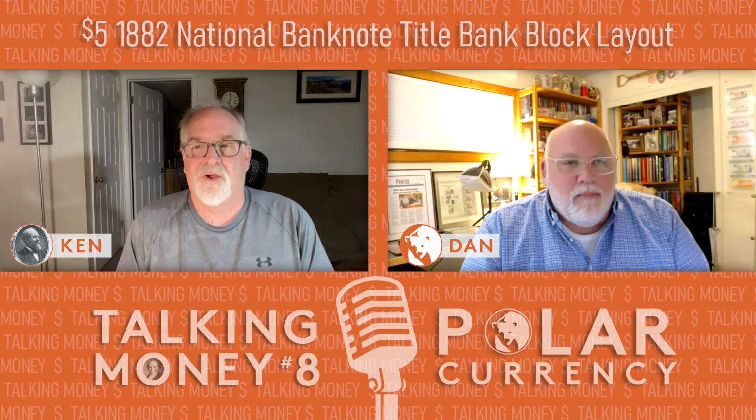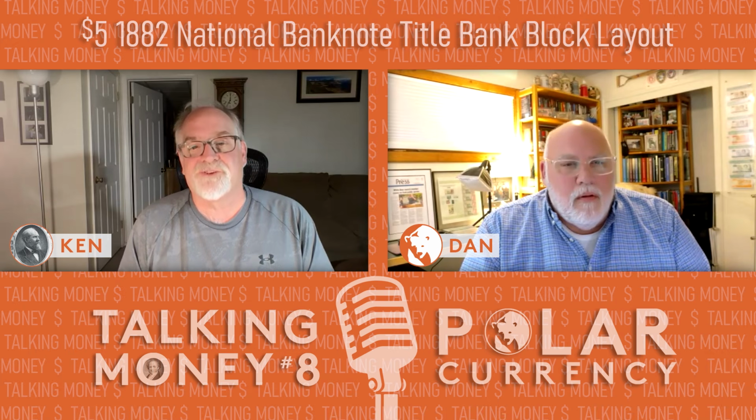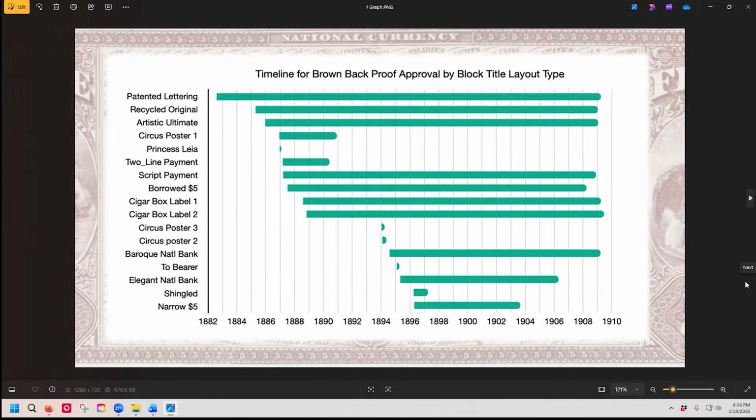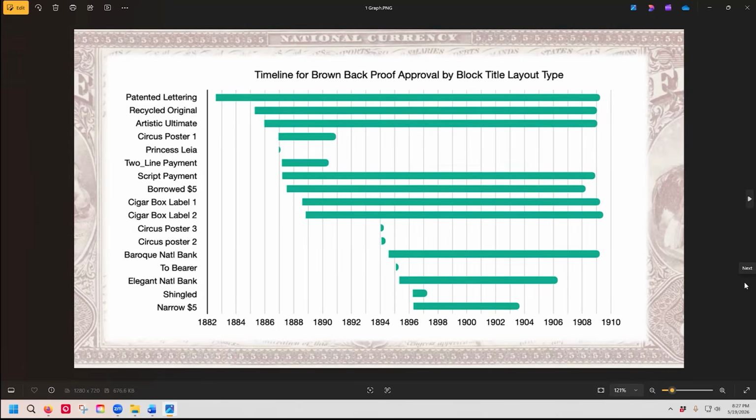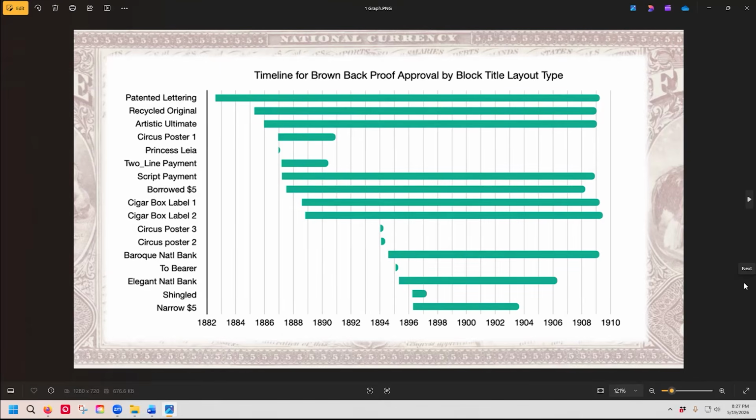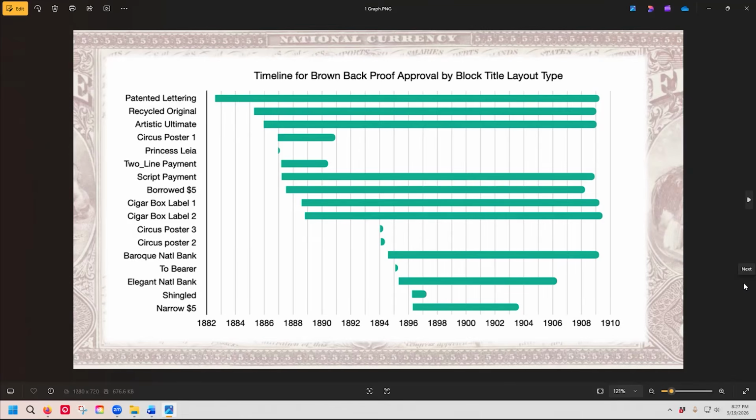So I'm listening. Okay, let's go ahead and pull up the first chart. What you're looking at here is the 17 distinct title block layouts listed down the columns, and then the timeline shows when these notes were, I wouldn't say issued. Well, the dates I went by were the approval dates on the proofs.